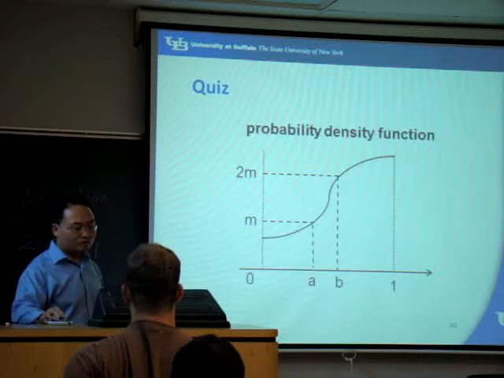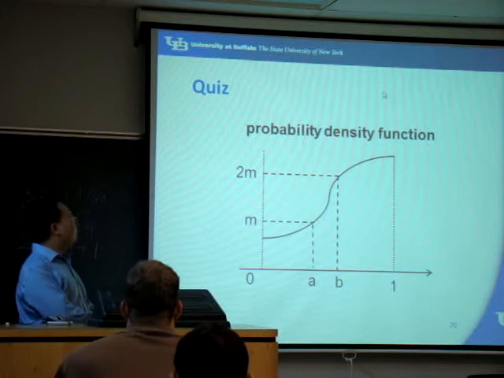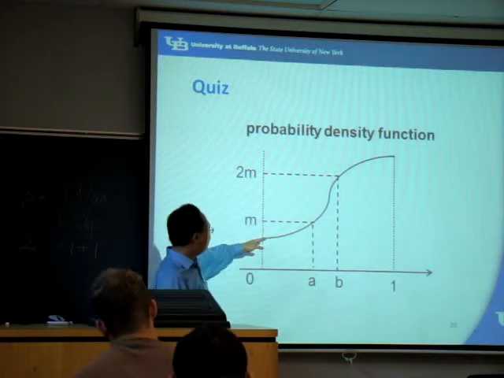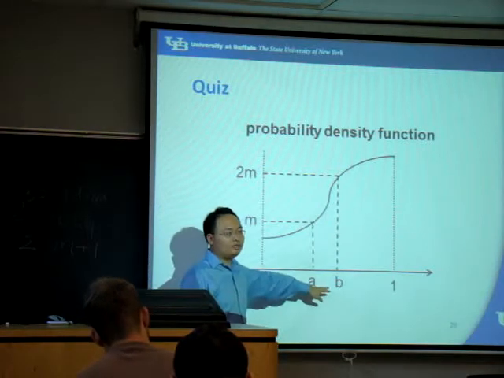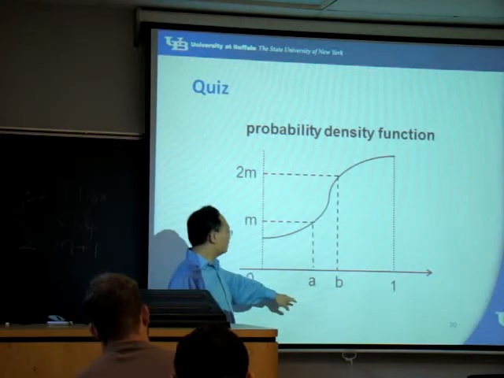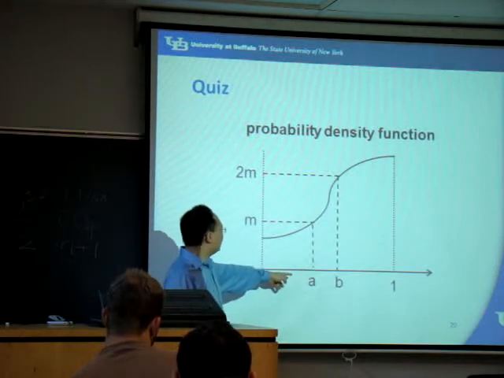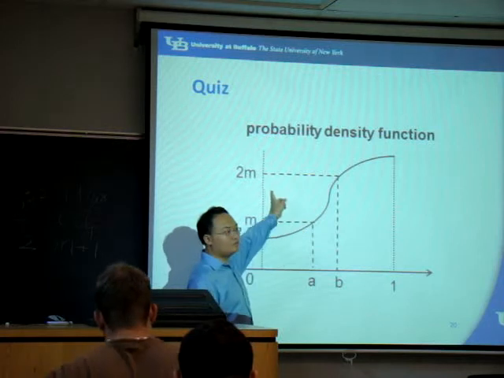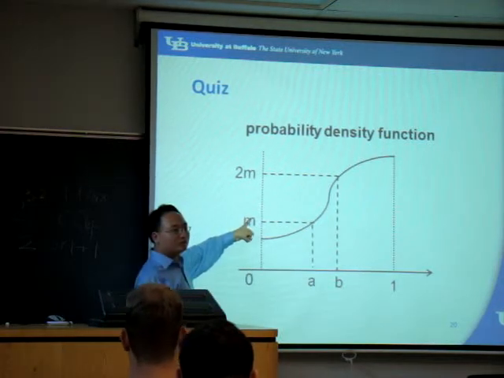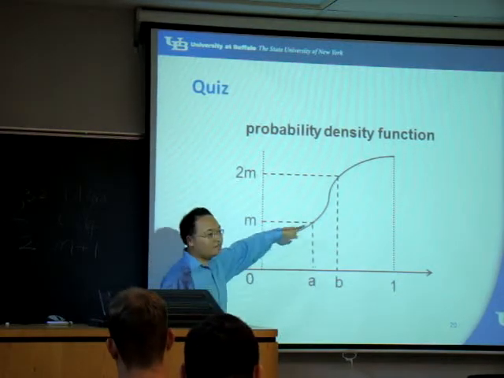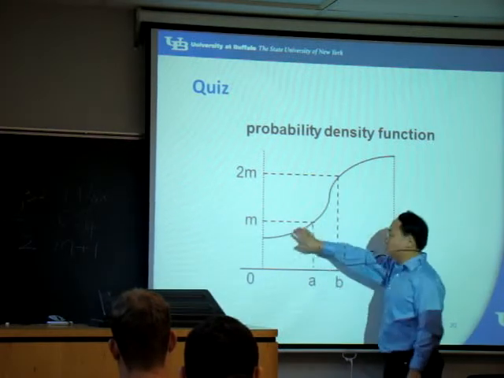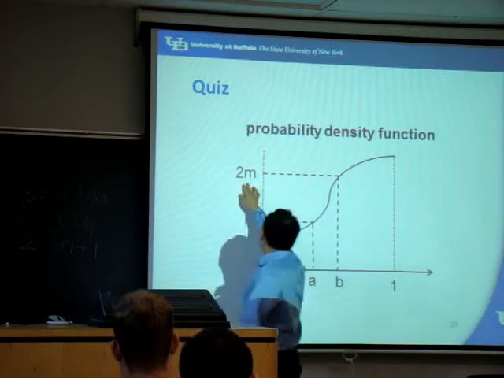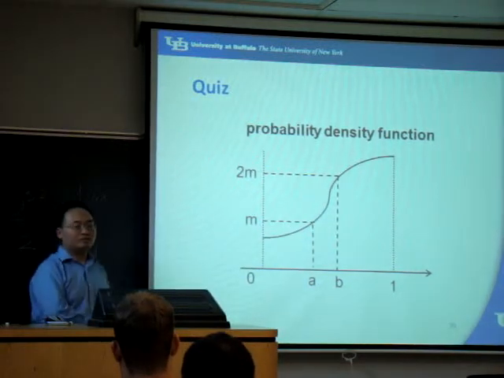Now I have a quiz for you. Here is a PDF I created. It's a continuous PDF. And we have two points, A and B, between 0 and 1. All we know is the PDF of A is half of the PDF of B. So this is the PDF function. You can think of it as a distribution function. So f(A) is half of f(B). Okay?